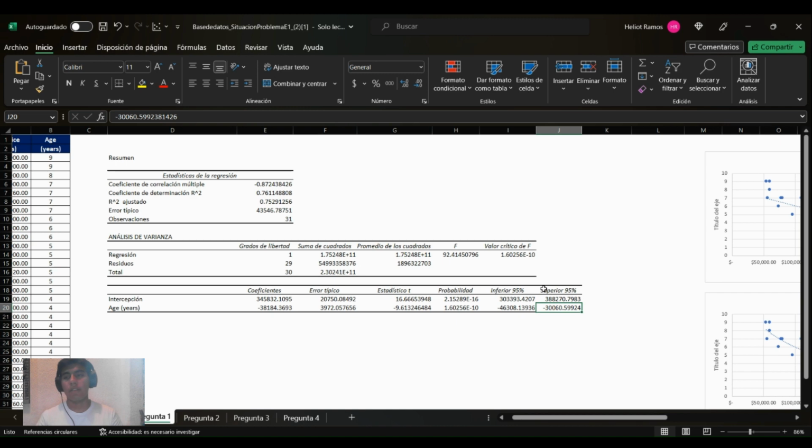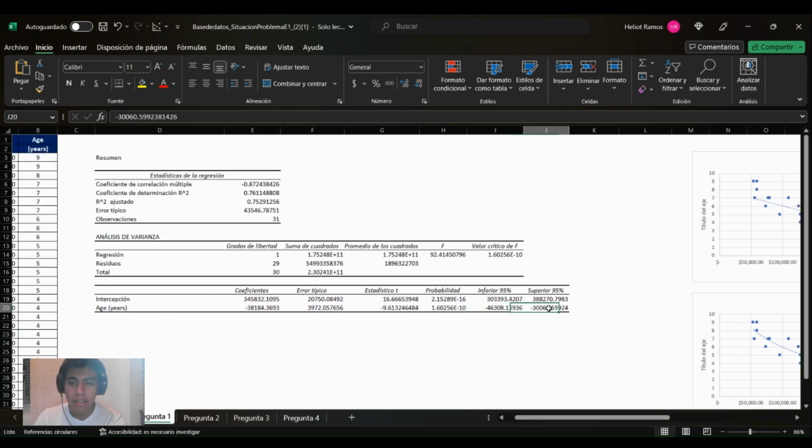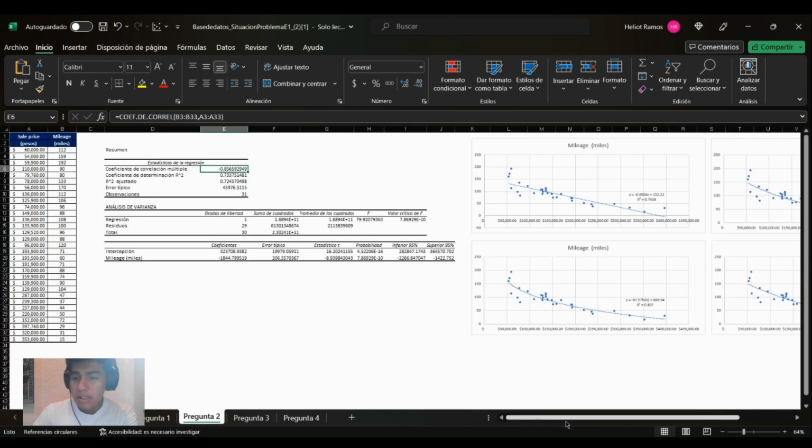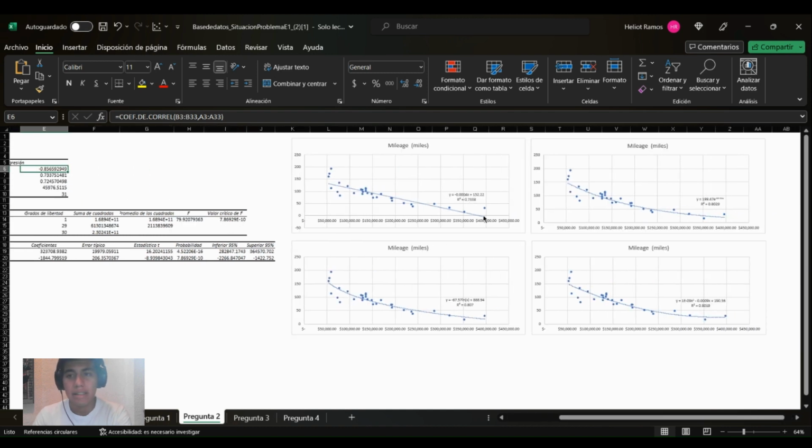So it will always follow this negative slope. And basically, we can say that within this range, there's 95% confidence that our coefficient is in that value. We did the same for mileage and sale price. Basically, we also studied linear regression, exponential, logarithmic, and squared regression.